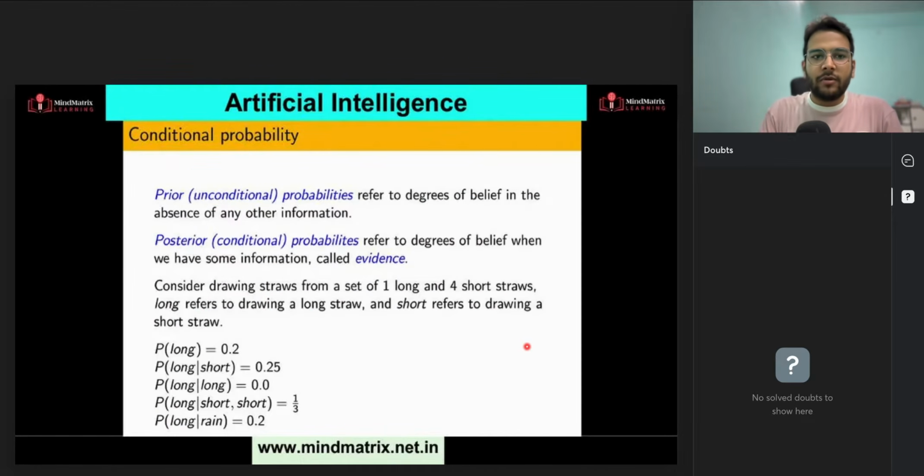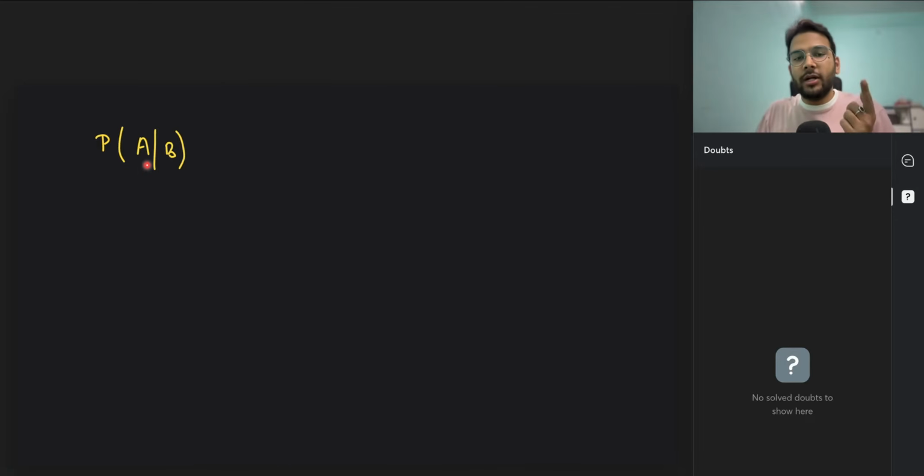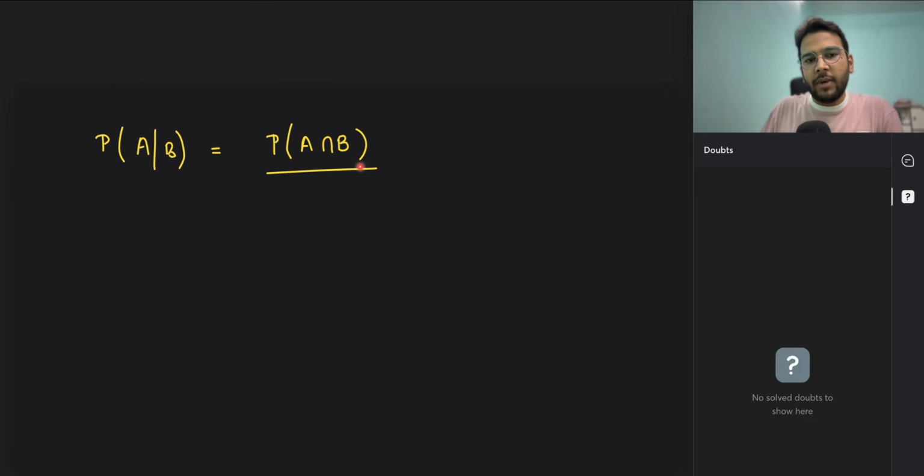Okay, fine. So now, when we talk about conditional probability, what is conditional probability? Carefully see this. If I'm writing probability of, let's say, A given B, that means what is the probability of A when B has already occurred, when B is already given. So we know this, it is equal to P of A intersection B divided by P of B. We all know this, right? Now, what is this actually?